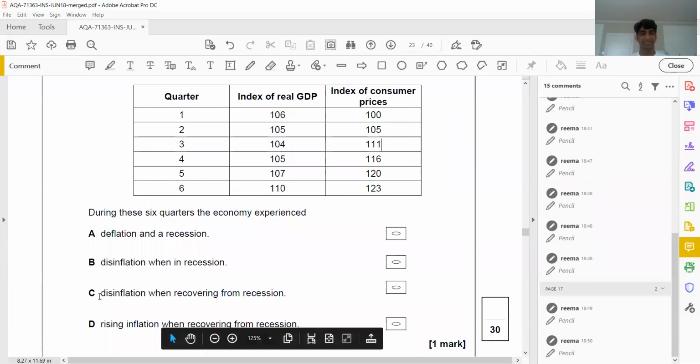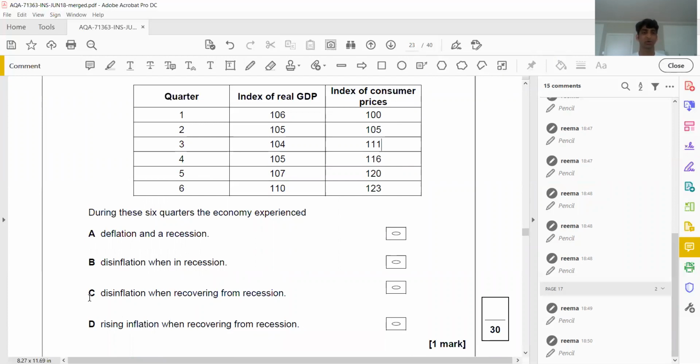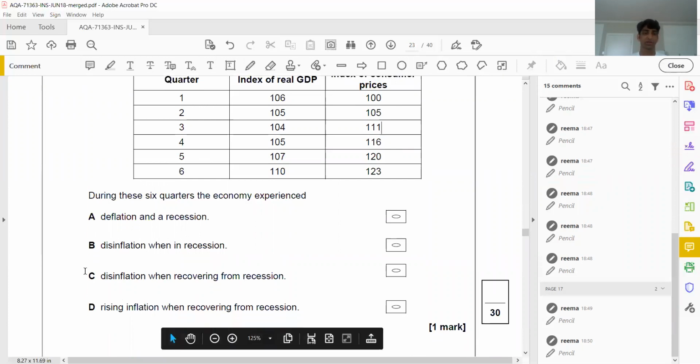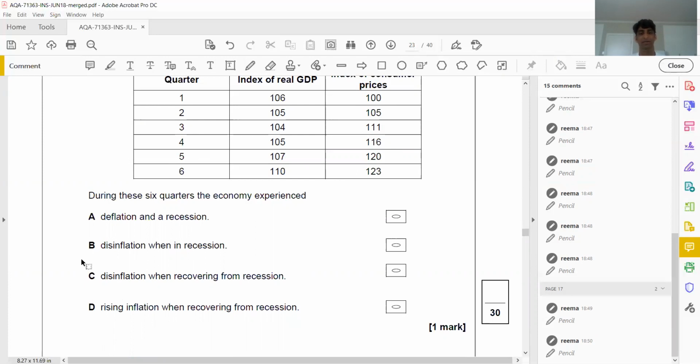Let's look at C, disinflation when recovering from recession. Yes, that's what we found based on the data. So C seems like the most likely choice, but just to be safe, let's have a look at choice D. Rising inflation when recovering from a recession. No, it's understandable why candidates would think that, because when you're recovering from a recession, it implies that we have more aggregate demand and therefore more inflation. But this is not the case, so more demand pull inflation. But that's not what the data has suggested to us. So as a result, the only viable option is C.